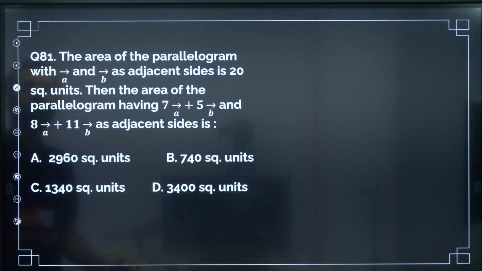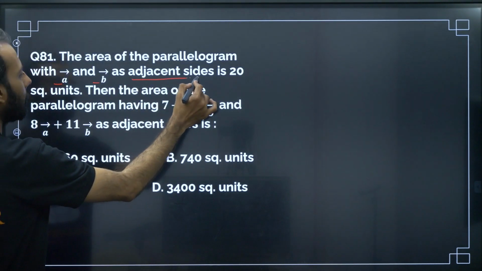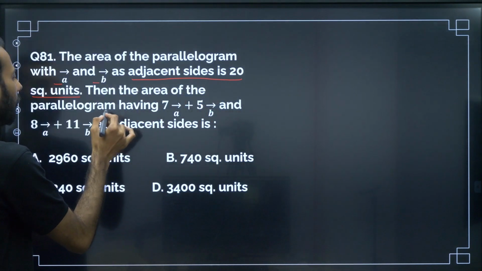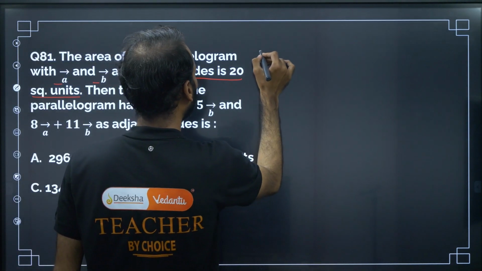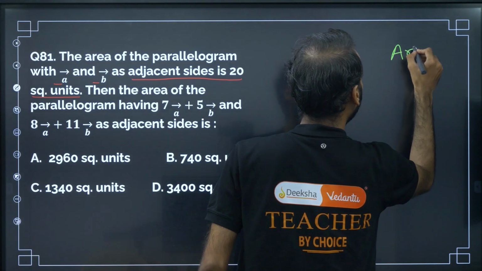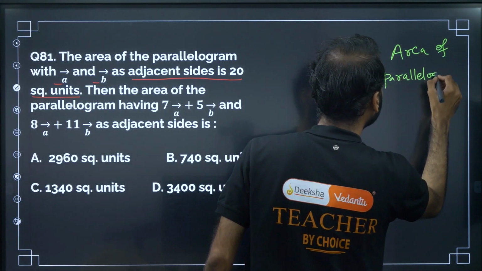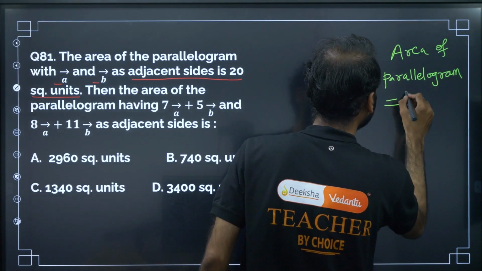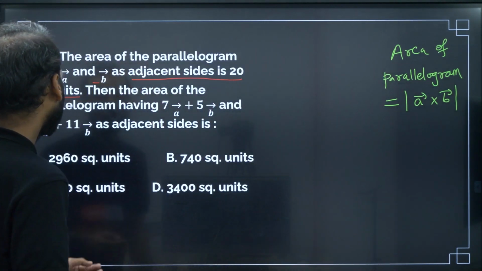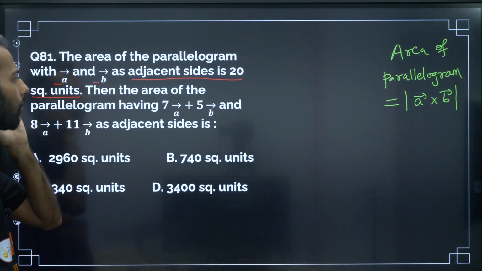The area of parallelogram with A and B as adjacent sides is 20 square units. Some information they have given. Let me write in terms of area of parallelogram. So synopsis for this: area of parallelogram is A cross B, the area of parallelogram having A and B as adjacent sides. So they have given area of parallelogram, that is the synopsis point.